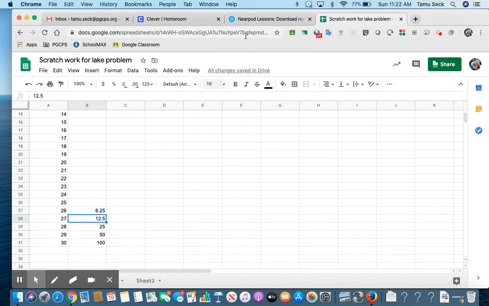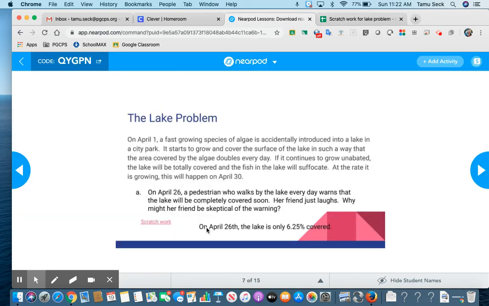So why did the friend laugh? Because at 6.25%, that's a very small percentage of the lake. So on April 26th, the lake is only 6.25% covered. So that's why the friend laughed, because it doesn't look like anything to worry about.